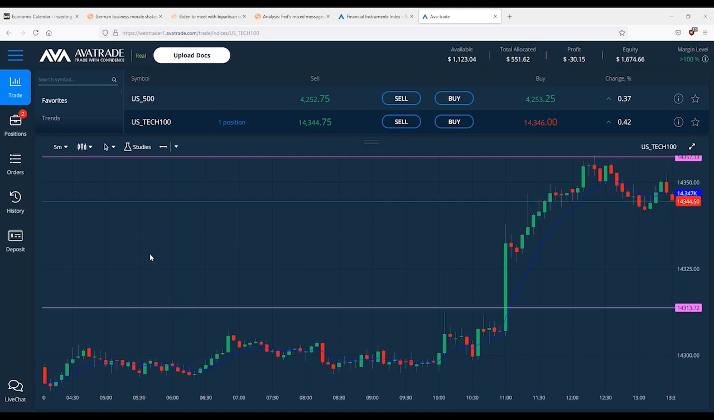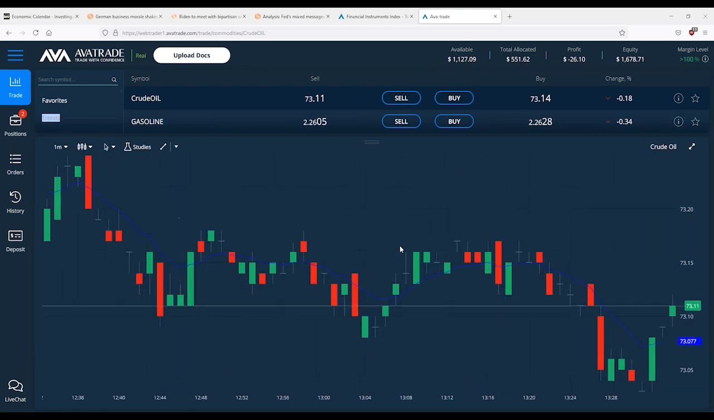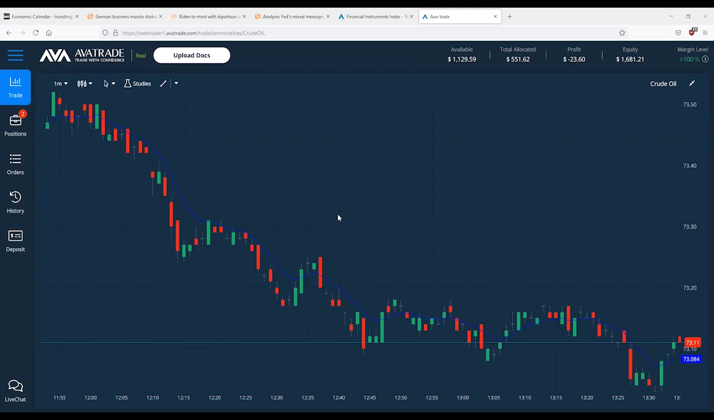Okay, let's take a look at another instrument. What about crude oil? Oop, I have to first spell crude oil correctly. Crude oil, there we are. Let's look at the full size chart here on crude oil.